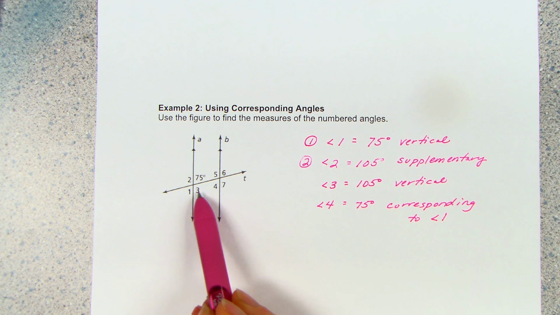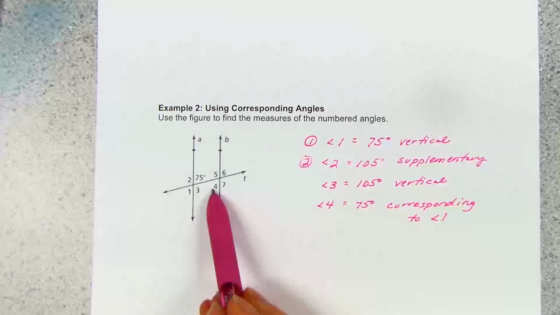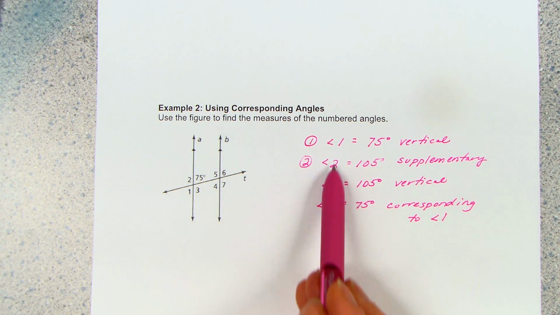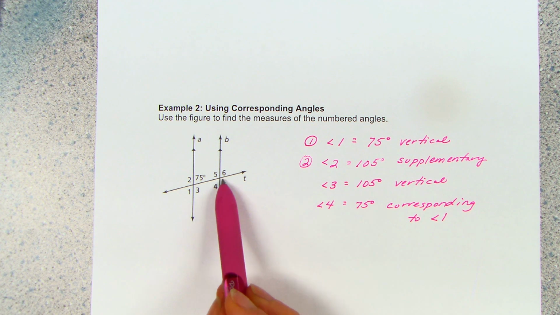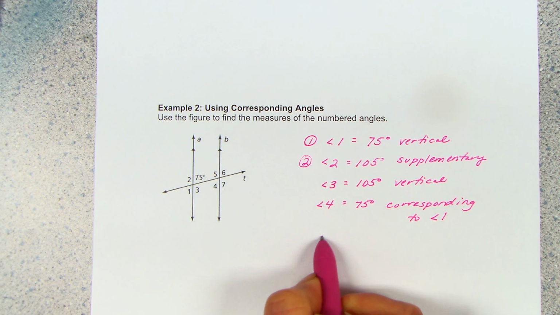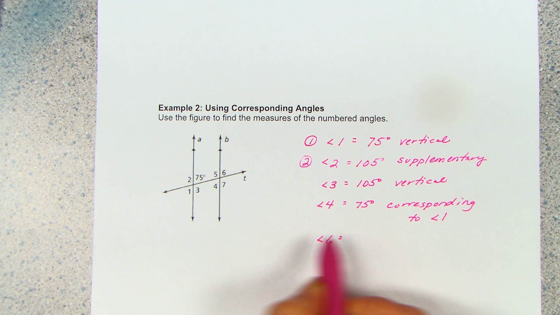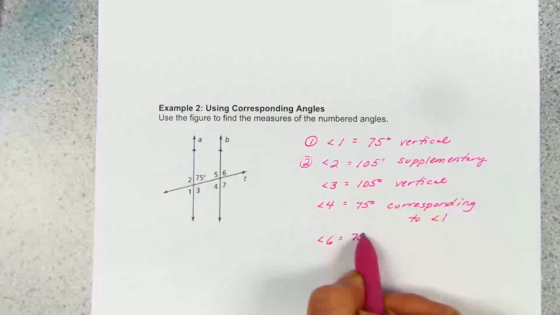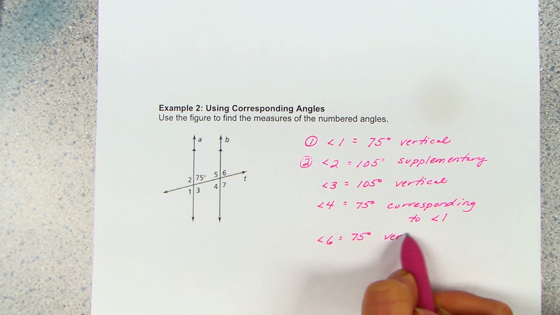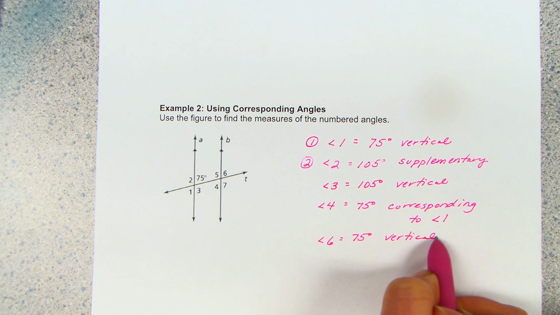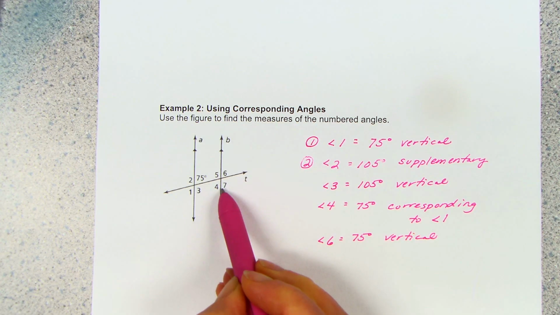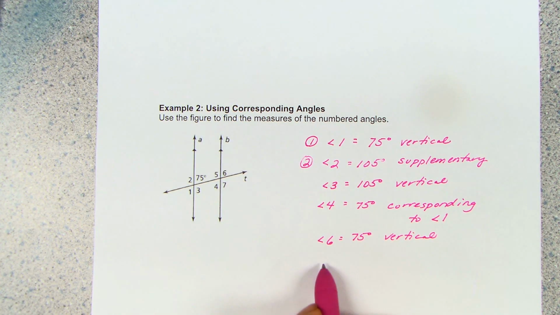Does that make sense? Angle 4 is 75. And from there, it kind of follows the same reasoning. I would go from there to 6. And I would say that it is also 75 degrees because it's vertical. And then I would probably come down to 7 or over to 5. I could do 5.